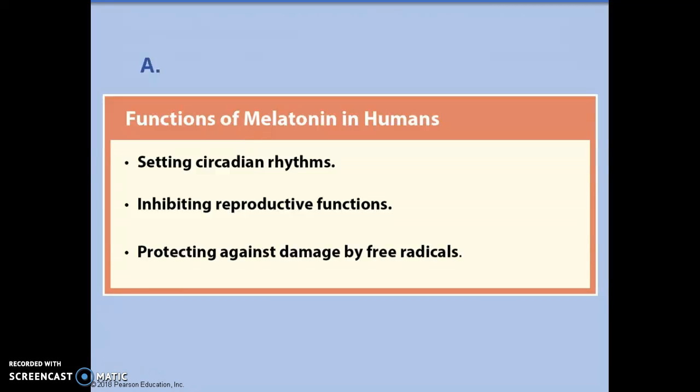So melatonin sets our circadian rhythm, which is our day-night cycle, inhibits reproductive functions, and protects against damage by free radicals. Free radicals are just compounds that basically steal electrons from other molecules.